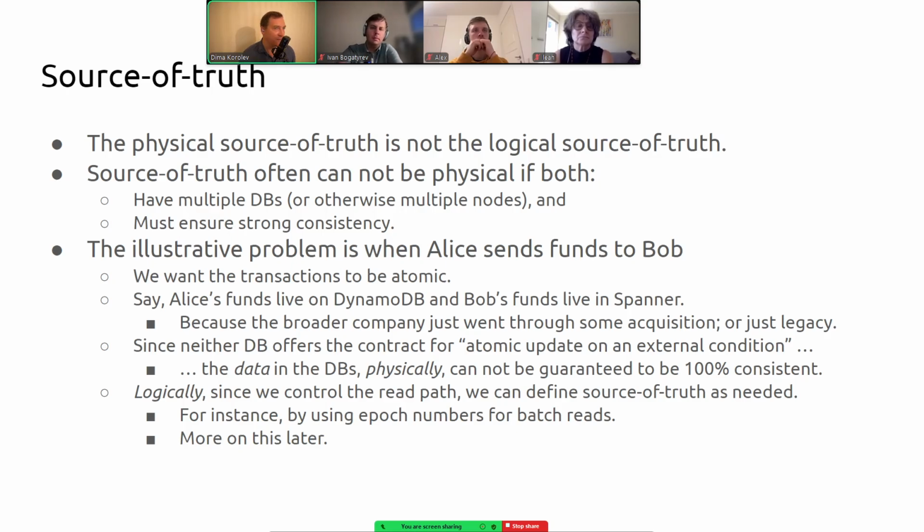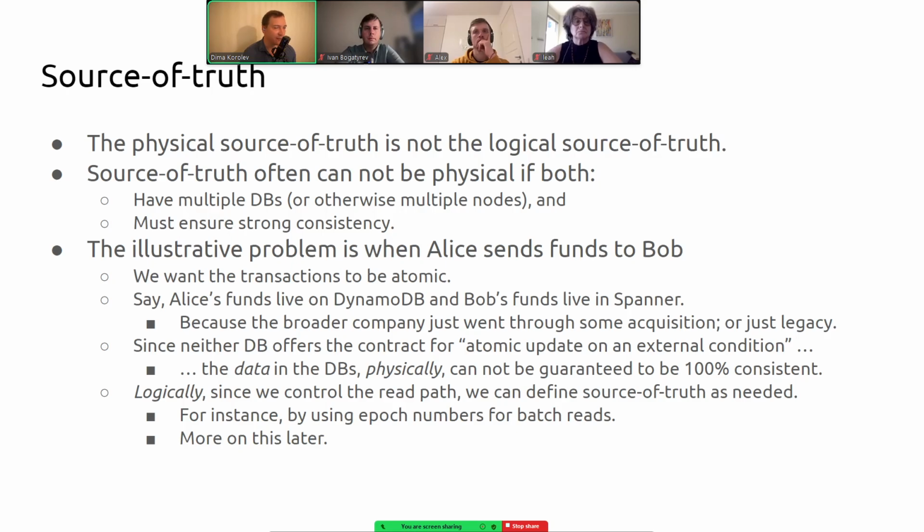So there's no physical location of data, like in memory, on disk, on tape, or whatnot. But you have the guarantee on the API contract level that if you make certain calls in certain order, if you use certain idempotency tokens or whatnot, sequence IDs, then what you get back is the data stamped by the source of truth. And the illustrative problem here is, again, Alice sends funds to Bob. We need it to be an atomic transaction.